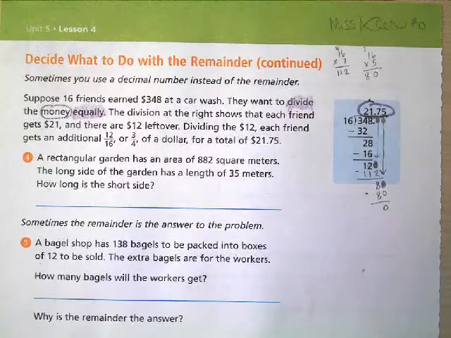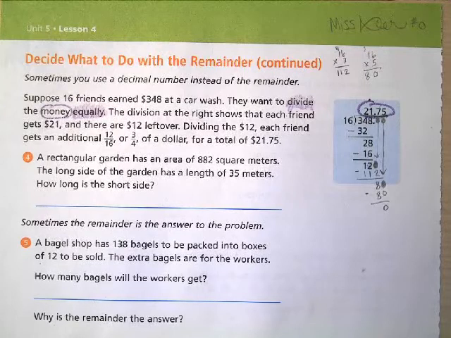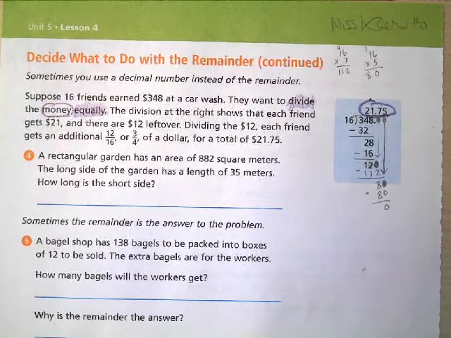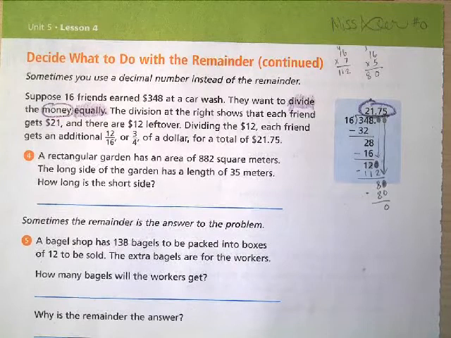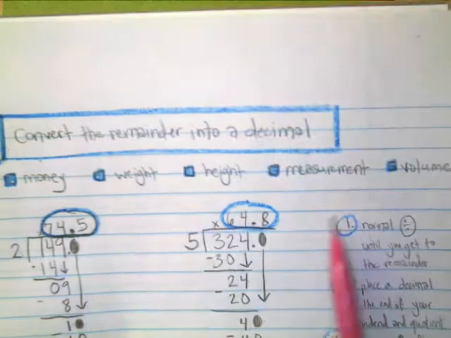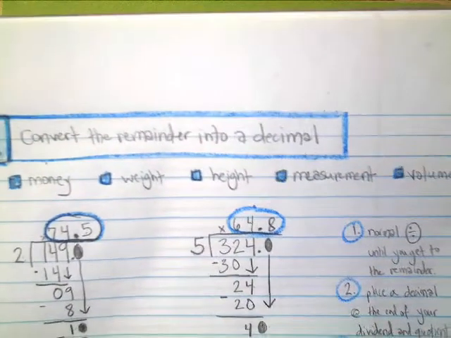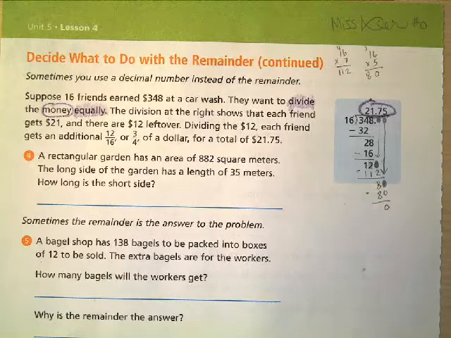Number 4. A rectangular garden has an area of 882 square meters. The long side of the garden has a length of 35 meters. How long is the short side? Okay, we are doing measurement. And do you remember that we talked about in our journal? I'm going to show you one reason why we might need to be dealing with decimals as our remainders is if we're dealing with types of measurement, length and width.